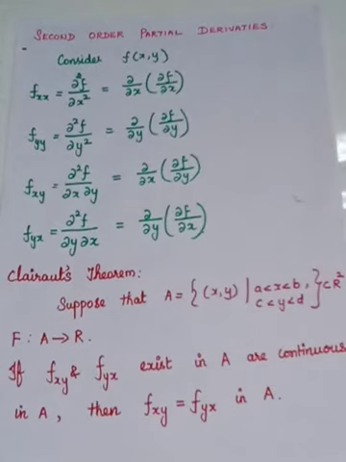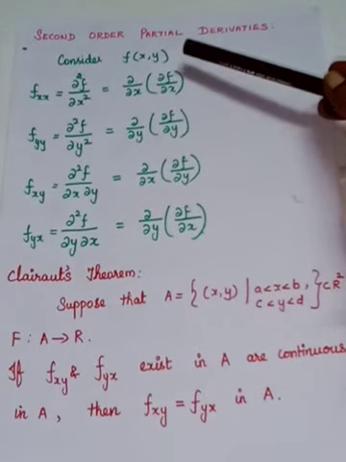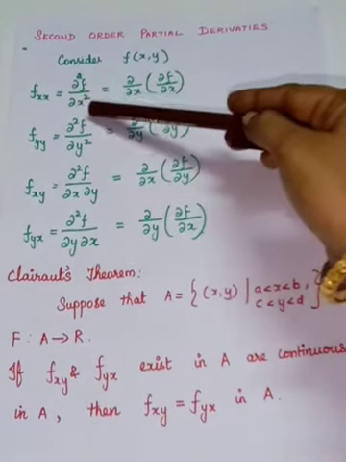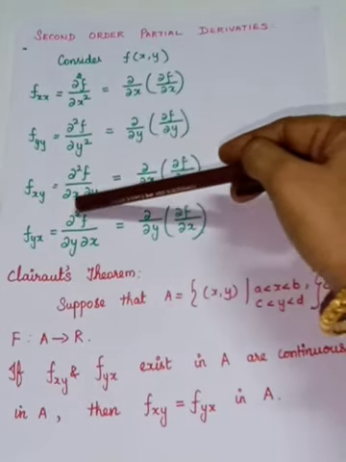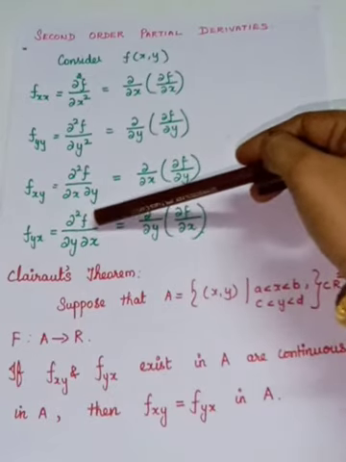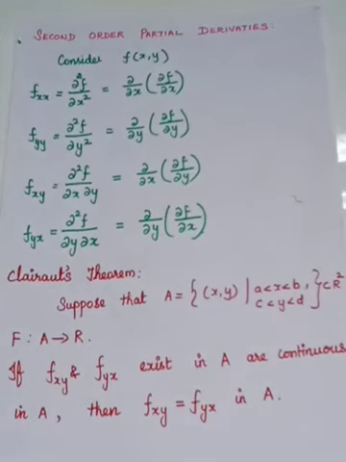Good morning, students. Now our topic is second order partial derivatives. Consider the function f having two independent variables x and y. ∂²f/∂x², ∂²f/∂y², ∂²f/∂x∂y, and ∂²f/∂y∂x are called the partial derivatives of order 2, that is, second order partial derivatives for the function f.